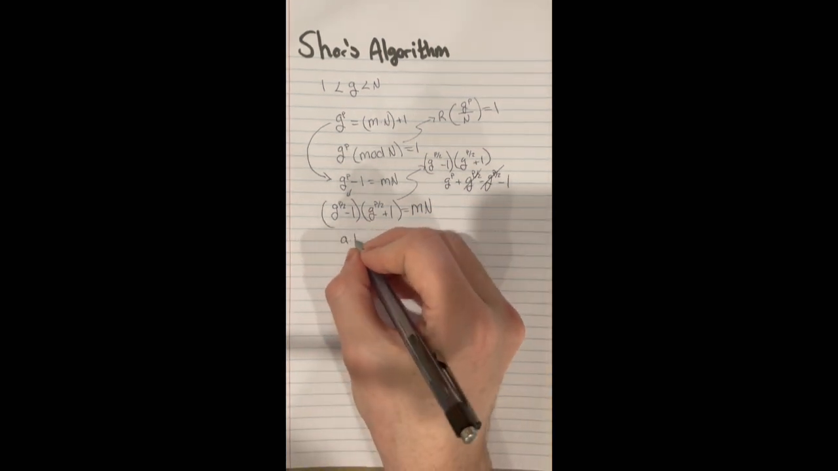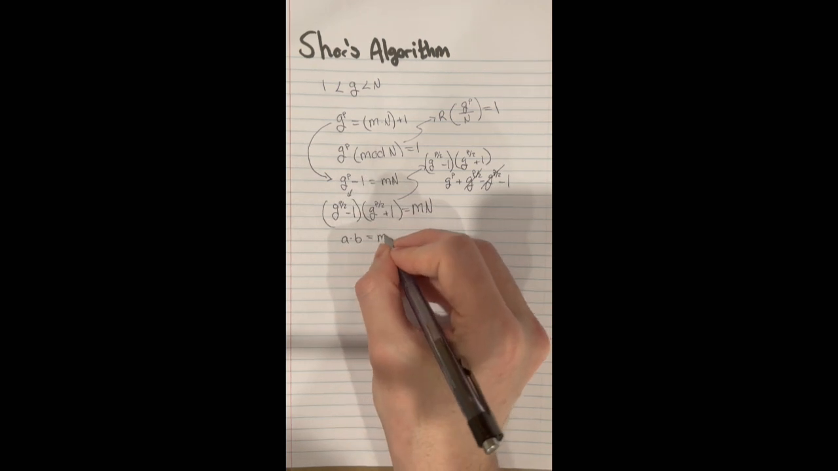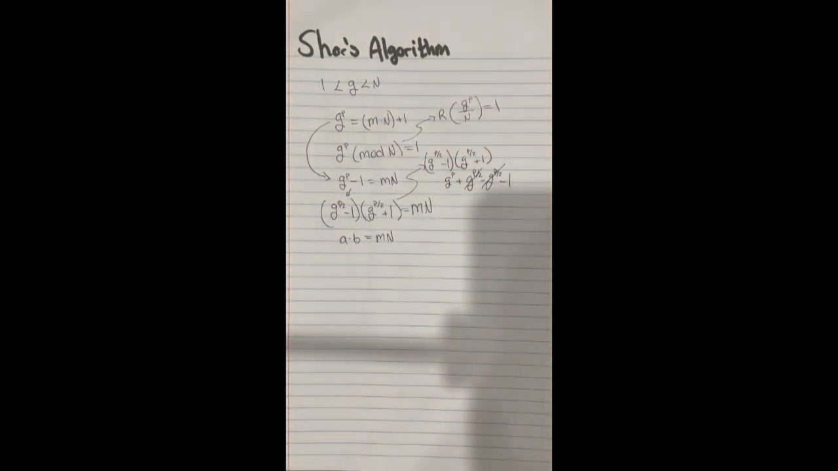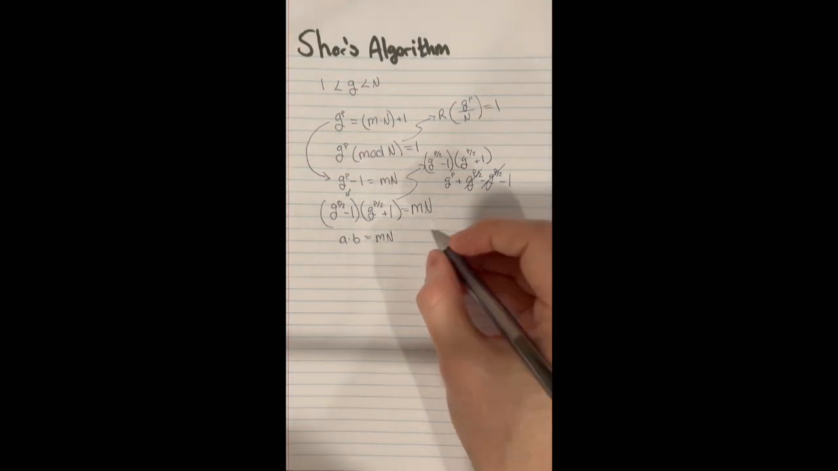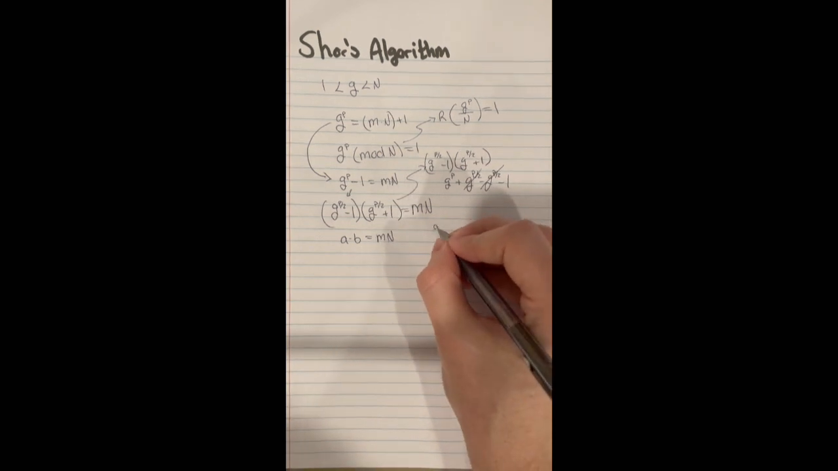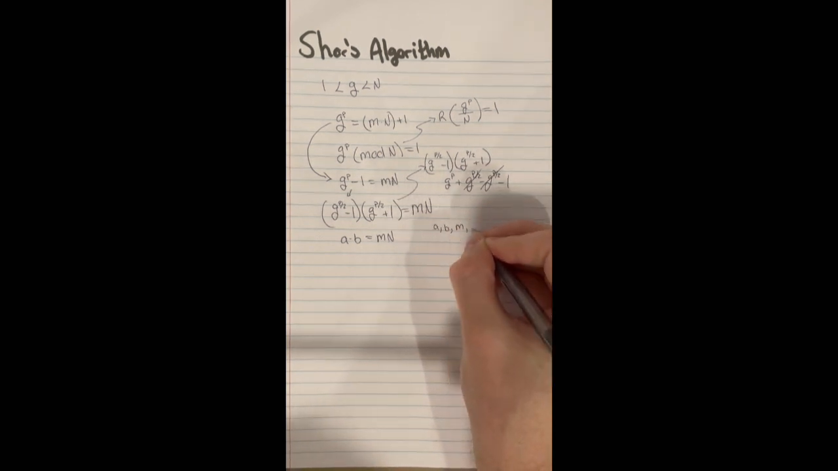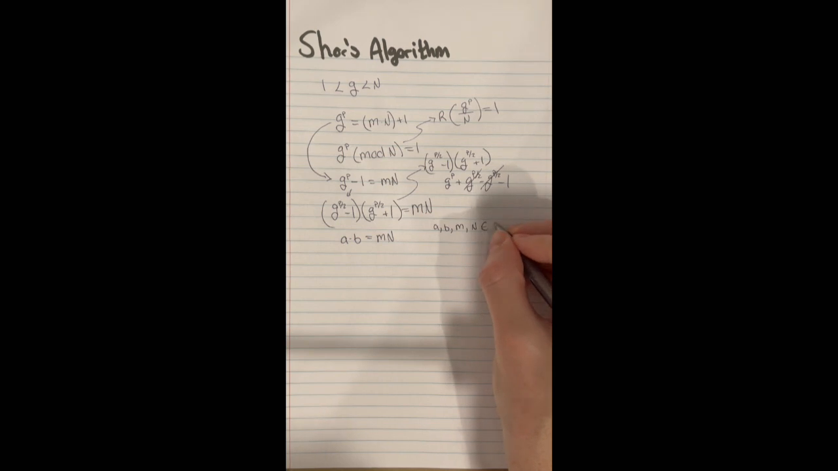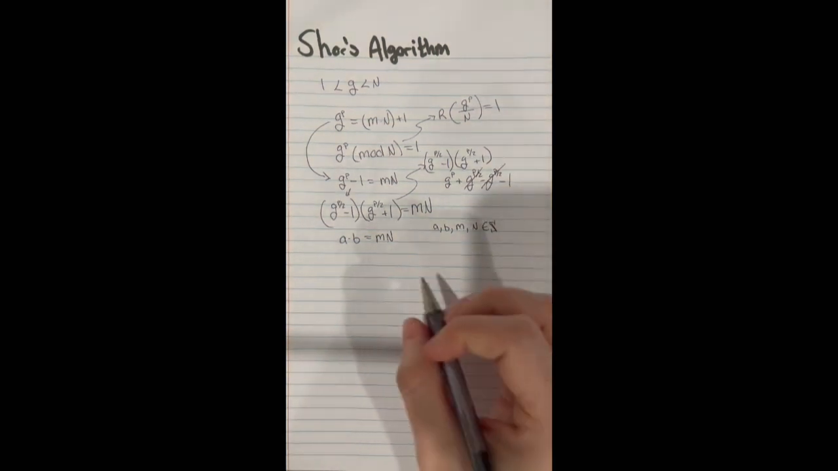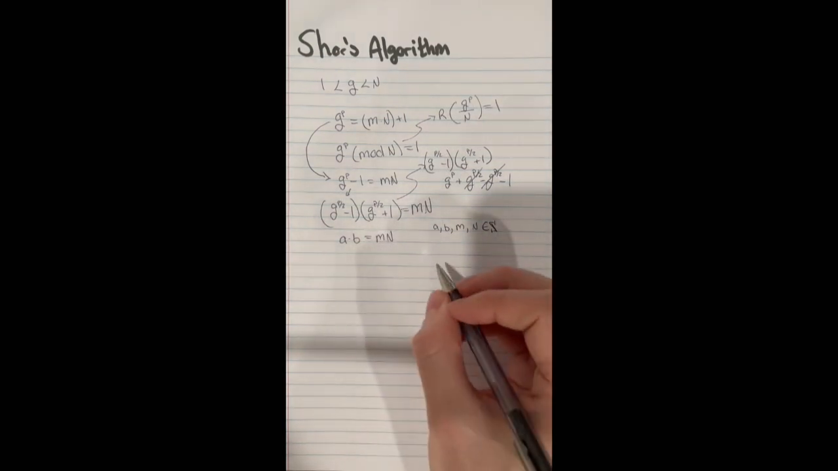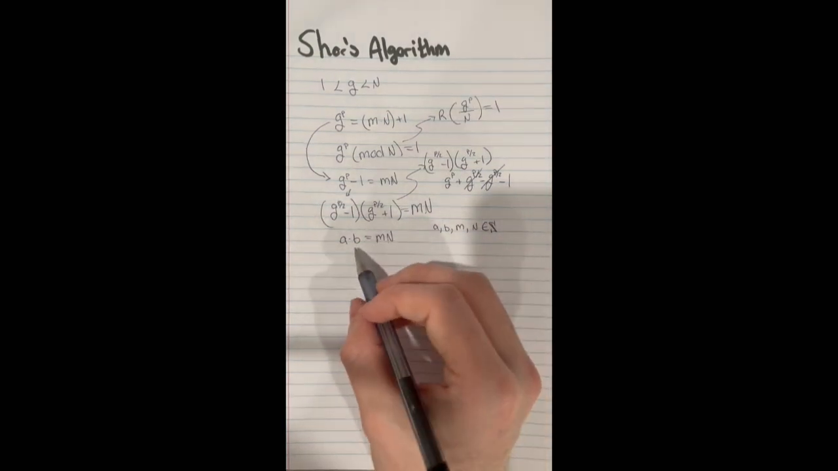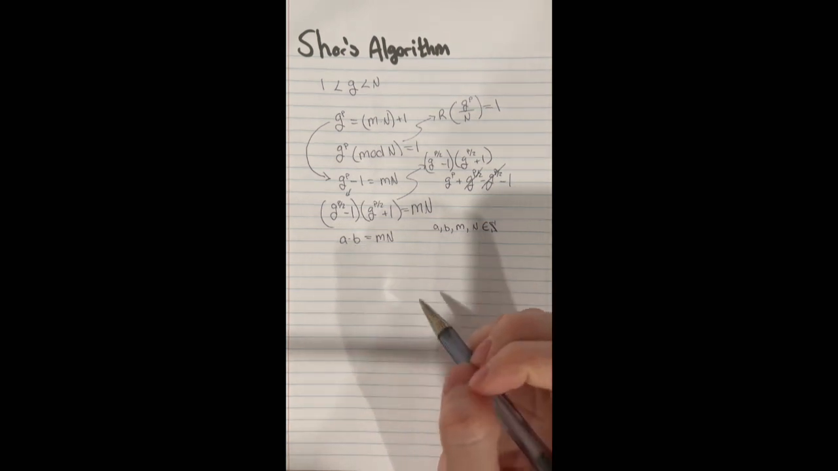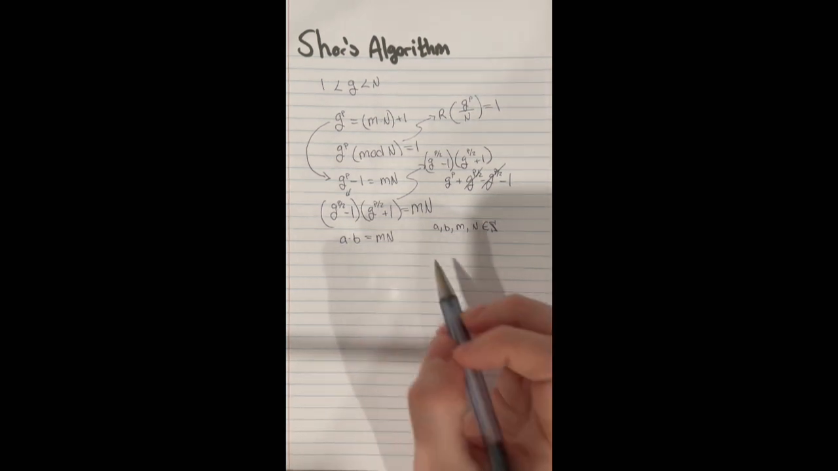Well, you can see we're in the form of a times b equals m times n. And in this case, all of these are integers, correct? So in the case where a, b, m, and n are all integer values, then we can say that one of these, a or b, must share a common factor with n, right?